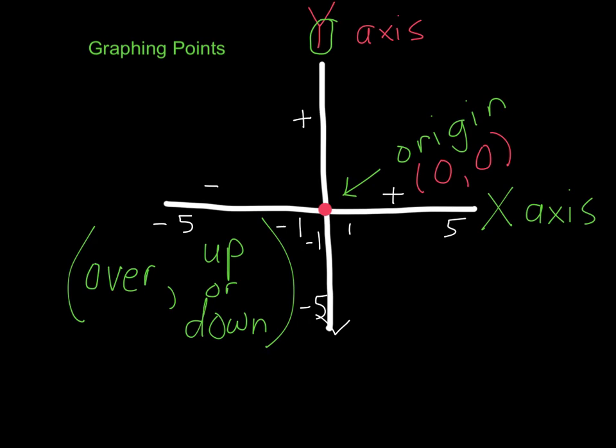So just a quick recap. In the middle we have the origin, which is (0, 0). This is the starting point. Whenever you graph a point, you start in the middle, and you always go over first, which is on our x-axis. And then the second number tells us to go up or down.